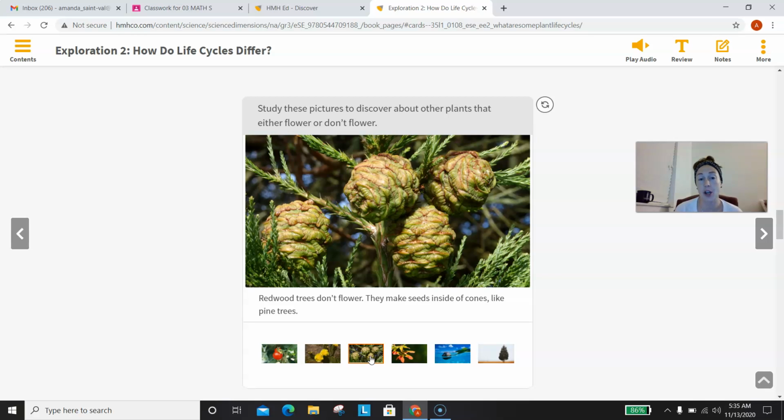These cones are going to be a what? A non-flowering plant, right? There's no fruit and there's no flowers. It's cones instead. And these are redwood trees. They don't flower. They make cones, inside are the seeds, and they're pine needle ones, if you can see.